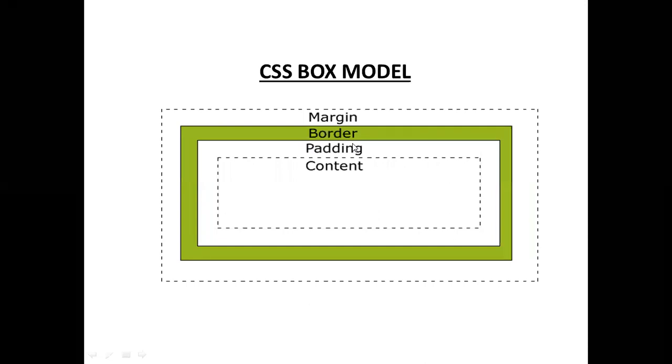This is the definition of the CSS box model. Your CSS box model is essentially a box that wraps around every HTML element. It consists of four parts: first one content, second one padding, third one border, fourth one margin. These are the different parts of the CSS box model. Now we see each part.